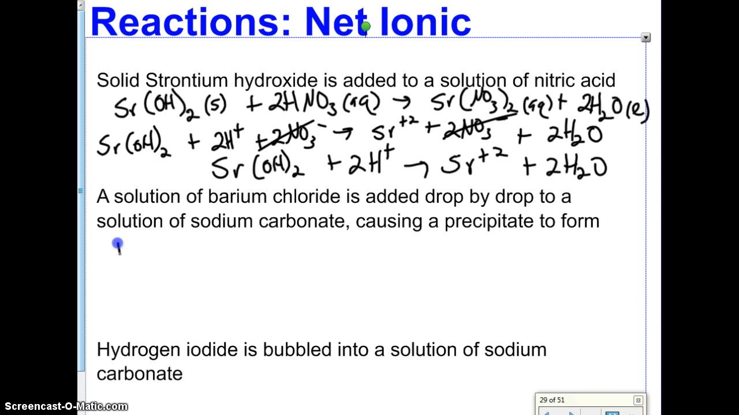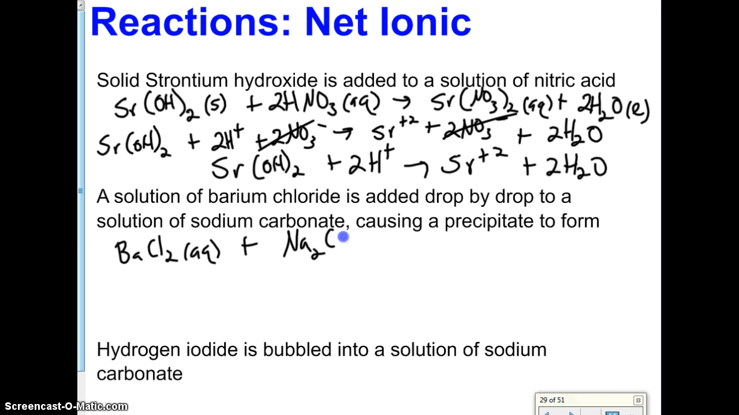Barium chloride is BaCl2, and it is a solution, so aqueous. It is added drop by drop to a solution of sodium carbonate, Na2CO3. Whoops, let's try that again. Na2CO3, and of course this is aqueous because it's a solution, and it's forming a precipitate. They're nice enough to tell us that. So barium and sodium are trading places, so we end up with NaCl, which we know is not going to be our precipitate, and barium carbonate, which of course is our precipitate. Most carbonates are, depending on what they're bonding with, but most of the time.